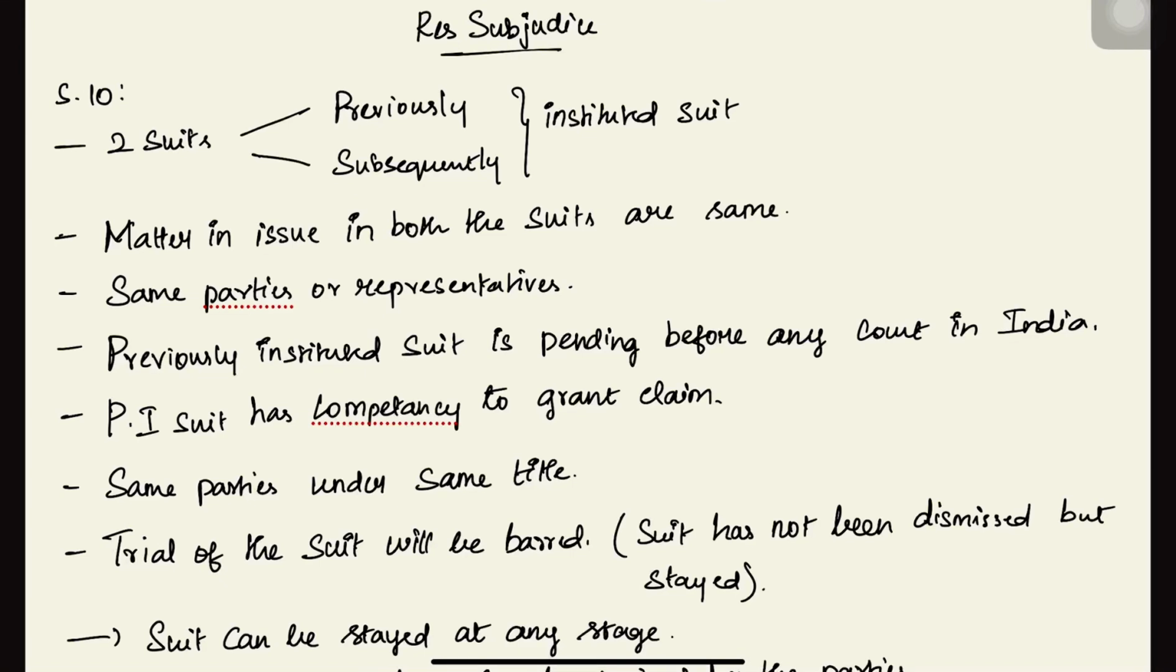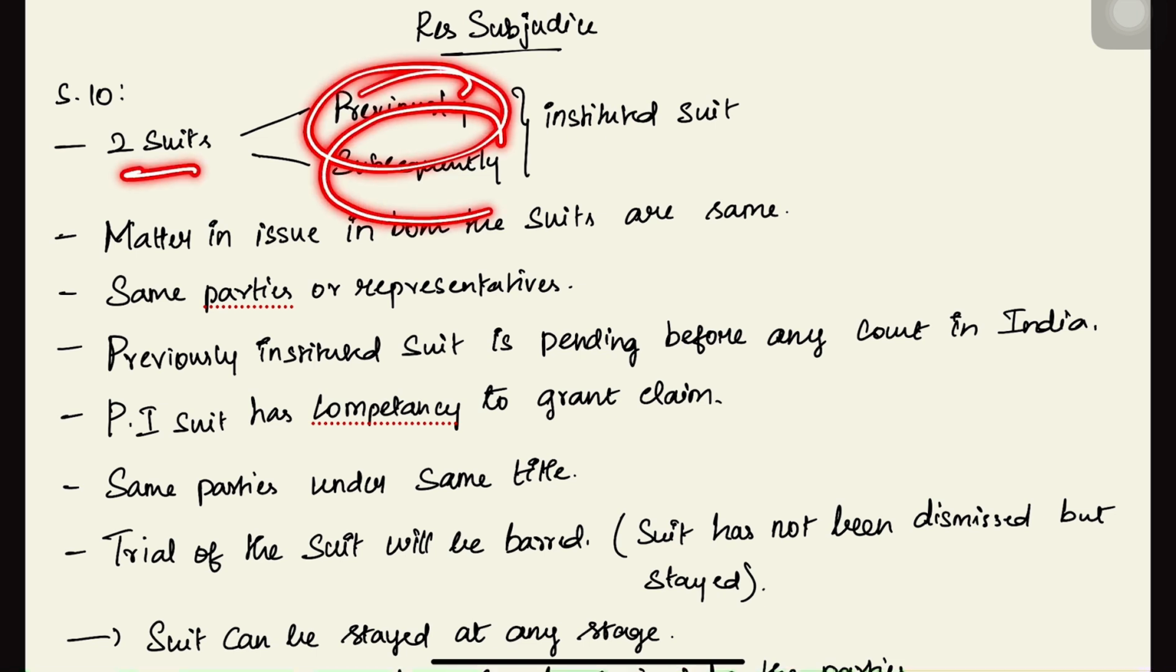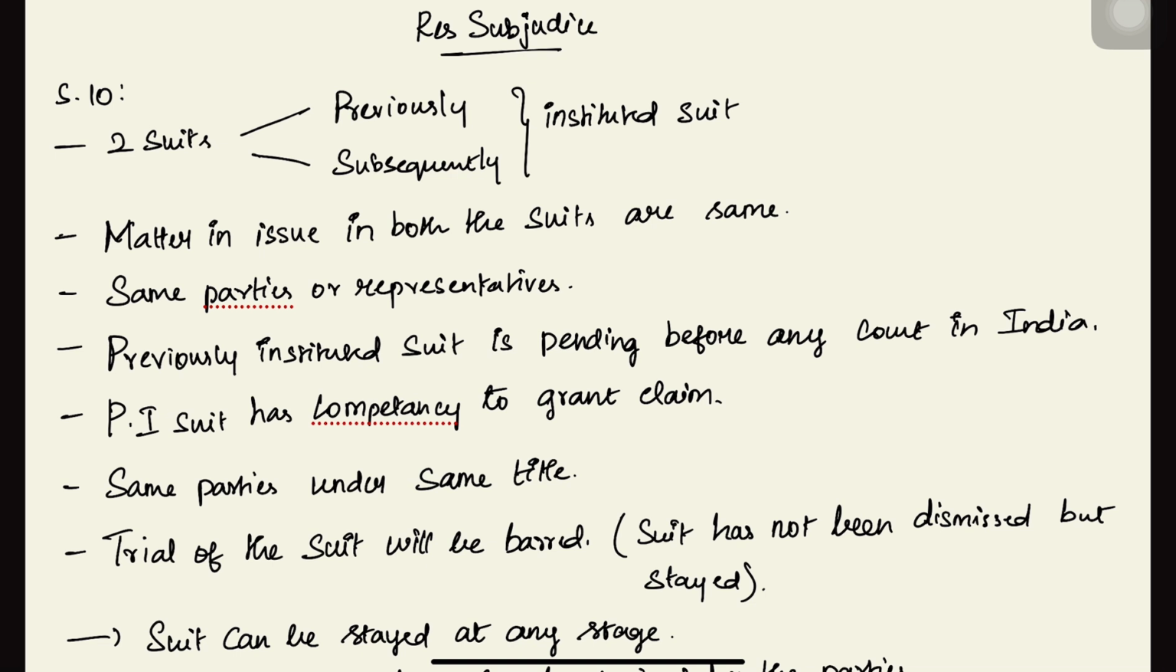So in this video, we'll deal with res subjudice and res judicata. Section 10 deals with res subjudice. These are some essentials of res subjudice. There are two suits, that is, previously instituted and subsequently instituted.